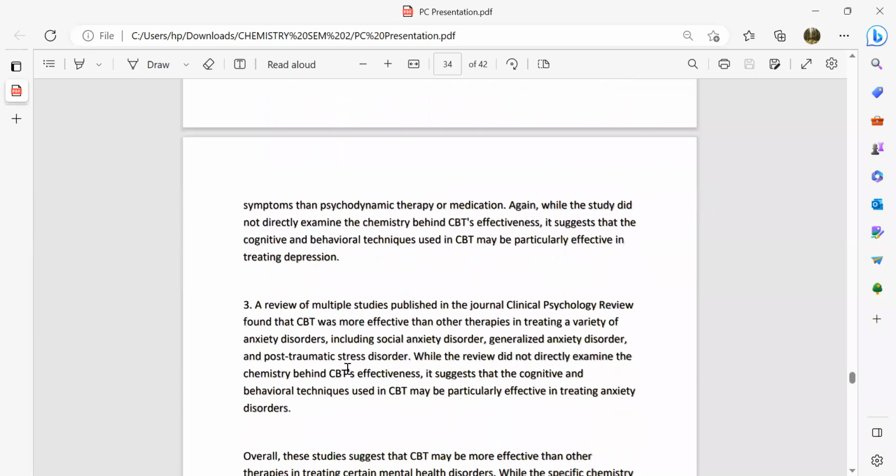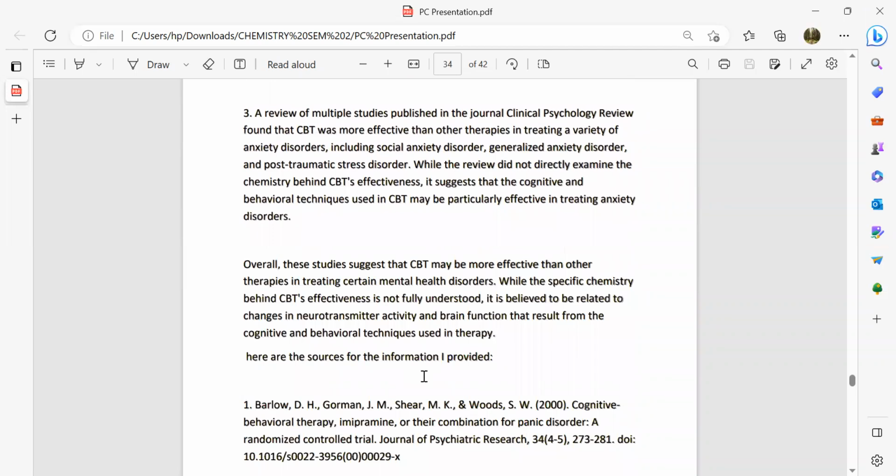A review of multiple studies published in the Journal of Clinical Psychology Review found that CBT was more effective than other therapies in treating a variety of anxiety disorders, including social anxiety disorder, generalized anxiety disorder, and post-traumatic stress disorder. Overall, these studies suggest that CBT may be more effective than other therapies in treating certain mental health disorders, while the specific chemistry behind CBT's effectiveness is not fully understood. It is believed to be related to changes in neurotransmitter activity and brain function that result from the cognitive and behavioral techniques used in this therapy.